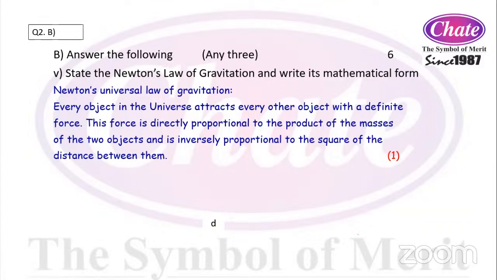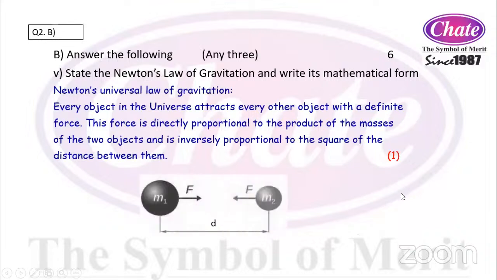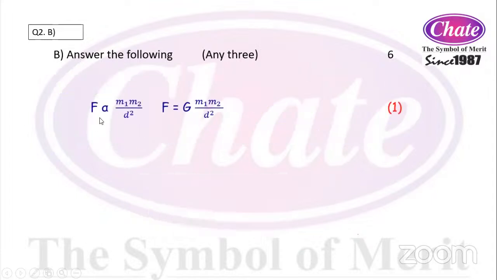This definition, as it is, you have to write down, it carries 1 mark. Then as they ask for the mathematical form, you should take the help of this diagram. This is the diagram given in your book, and then you have to write down the expression. F is equal to m1 into m2 upon d square, F equal to G into m1 m2 upon d square.